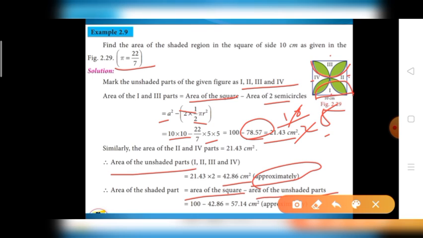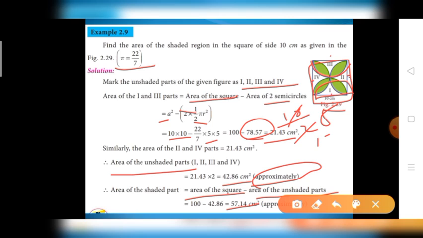Therefore, area of the shaded part is equal to area of the square minus area of the unshaded parts. Area of the square is 100, minus unshaded parts 42.86.